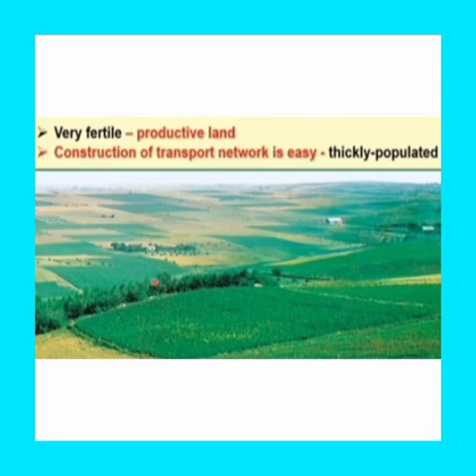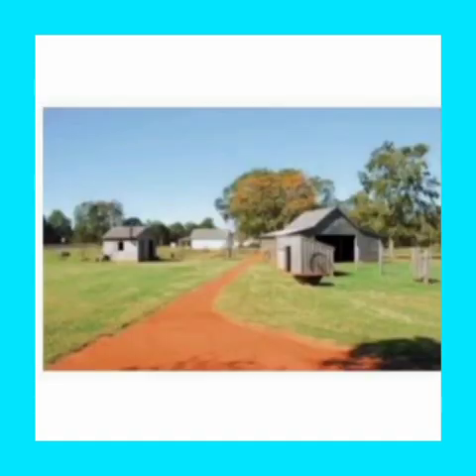Generally, plains are very fertile or productive land. Construction of transport network is easy. Thus, these plains are very populated regions of the world. Plains are the most useful areas for human habitation. There is great concentration of people as more flatland is available for building houses as well as for cultivation.